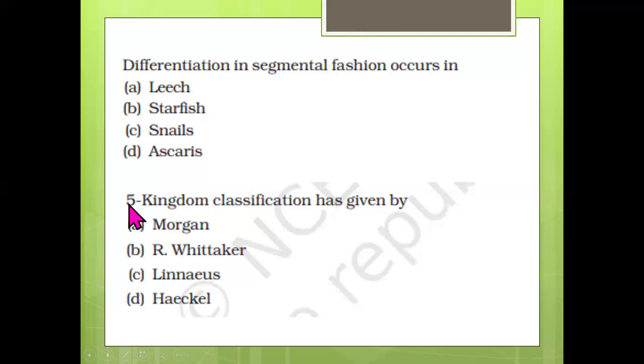So, and the next question says, five kingdom classification was given by, right? Five kingdom classification was given by A, Morgan, B, R. Whitaker, C, Linnaeus, D, Haeckel. So based on our discussion, what is the correct answer? You have 5 seconds to answer. The correct answer is Robert Whitaker. Okay, Robert Whitaker gave the five kingdom classification.